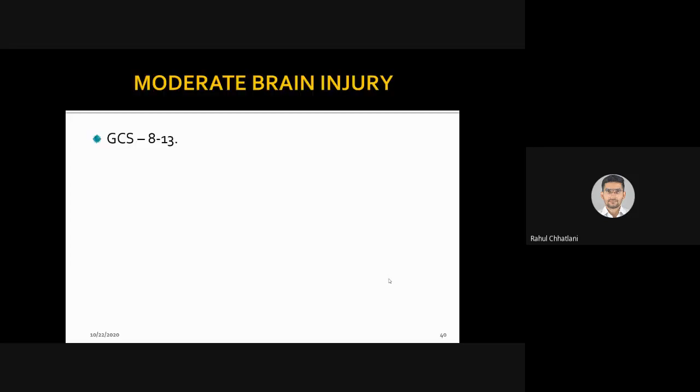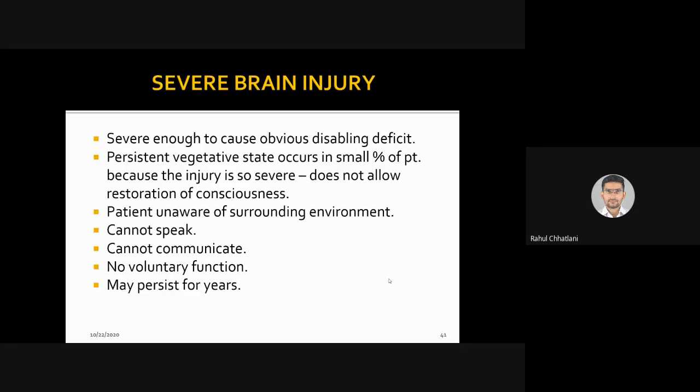Second, moderate. Moderate is between 8 to 13 on the Glasgow Coma scale, GCS. When you go to hospitals or visit clinics and read the file, this acronym will be used, that is GCS, Glasgow Coma scale. It defines the normal value: 8 to 13 for moderate brain injury. And for severe, it will be less than 8 or even less than 5.